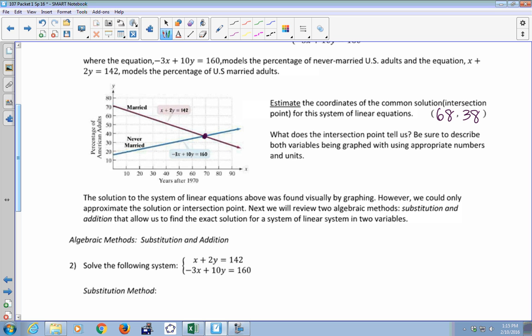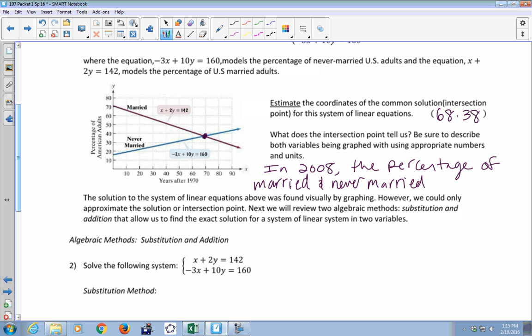Will be the same, both at 38%. Good. So 38 years after 1970, that's 2008. So in 2008, the percentage of married and never married adults will be equal at 38% each. Why doesn't it add up to 100%?